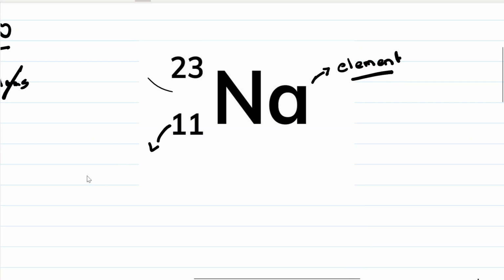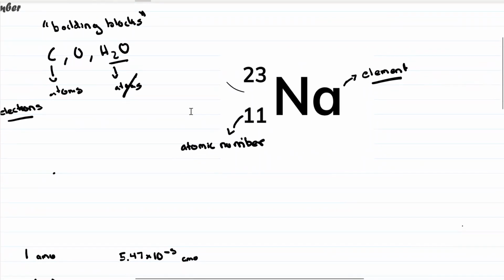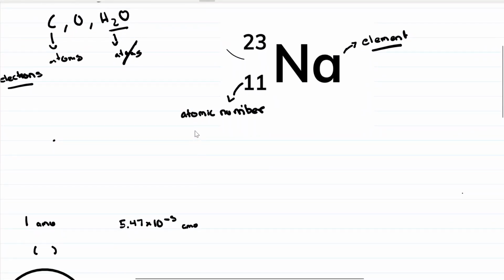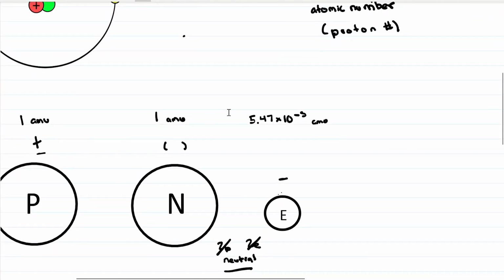The atomic number characterizes an element. It distinguishes each element from each other, because the unique property of each element is having that additional proton. So the atomic number consists of protons. It's the number of protons, the proton number. That's the positive particle in this nucleus.